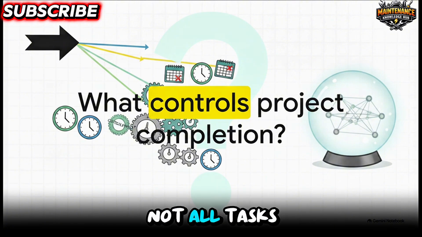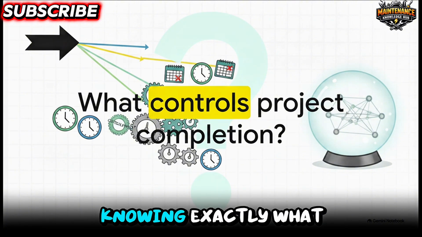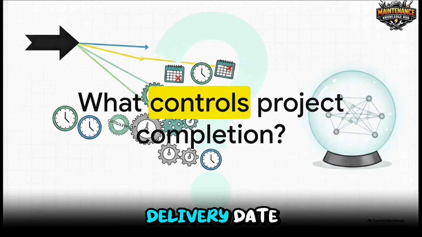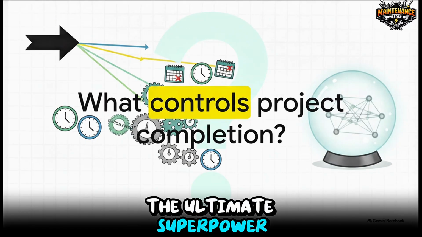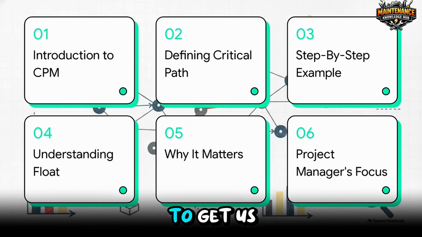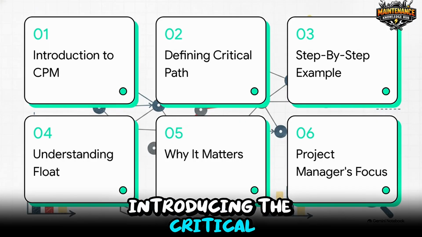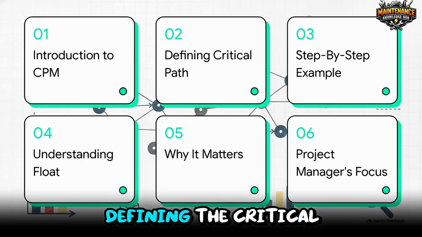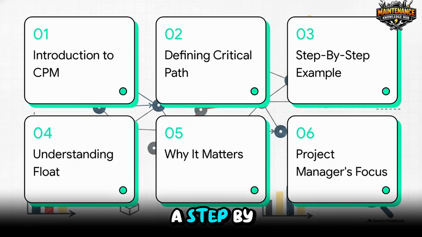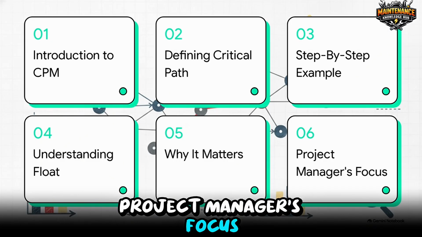The truth is, not all tasks are created equal. Knowing exactly what dictates your final delivery date is pretty much the ultimate superpower in project management. To get us to that superpower, here is our roadmap for today. We'll hit 1. Introducing the critical path. 2. Defining the critical path. 3. A step-by-step example. 4. Understanding project float. 5. Why the critical path matters. And 6. The project manager's focus.